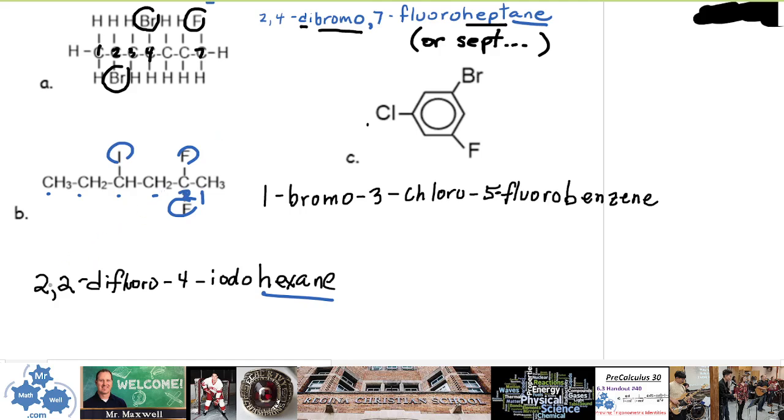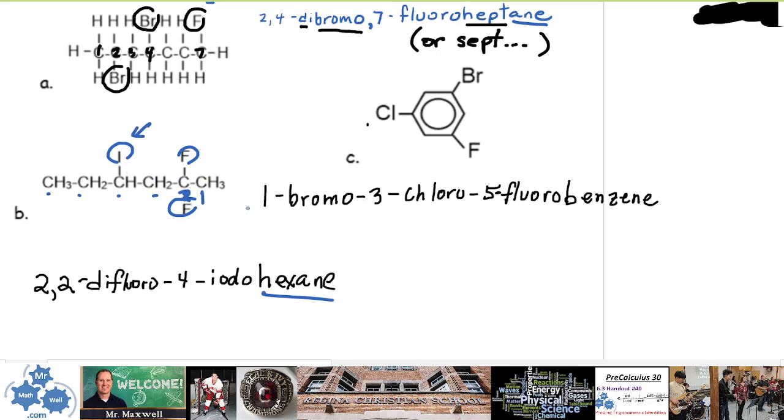Now, this is a bit strange, but you do have to do 2, 2. Again, we're going to try and keep the naming as consistent as possible. So 2, 2, because the fluorines are both on the 2nd carbon in the chain. 2, 2 dash difluoro, because there's another one we have to now account for, dash 1, 2, 3, 4 iodo, hexane. Iodo for iodine, hexane.